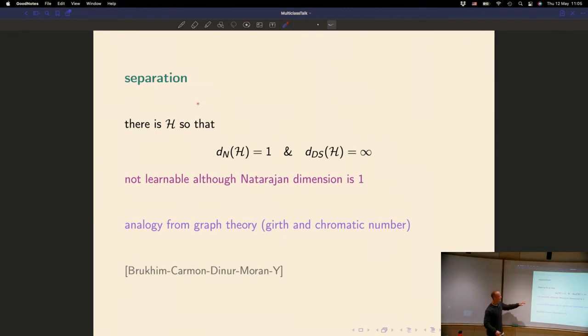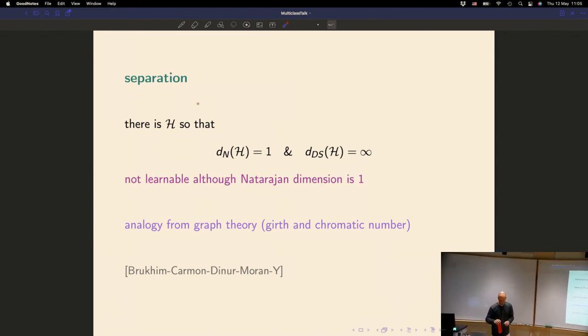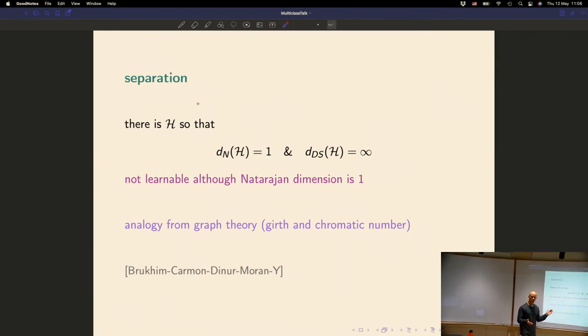And an analogy for this concept class from combinatorics is something like this. In combinatorics, there are two basic notions. One is the chromatic number of a graph. This is the least number of colors in a proper coloring. Do you know this, I guess? So I assume you know this. Otherwise, it's meaningless what I'm saying.